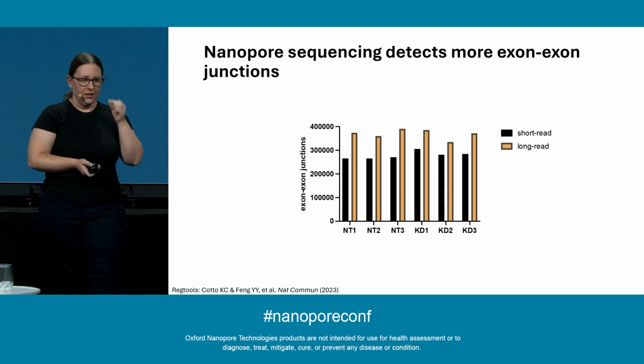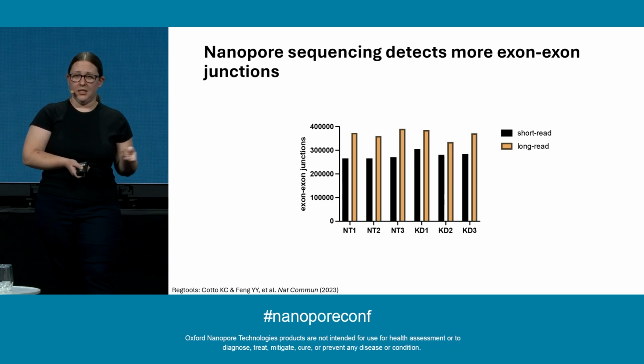I also did an analysis to measure exon-exon junctions between the long and short reads for each sample. This was done using RegTools from this reference. And we found in every sample that long reads, even given the difference in coverage, were able to detect more exon-exon junctions, which is very critical for alternative splicing analysis, because that's what is typically used to understand the splicing that could be occurring.